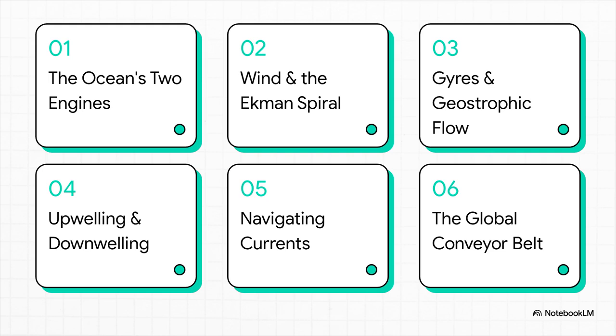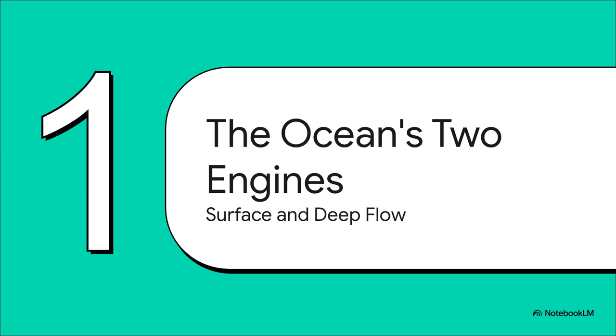Here's our quick roadmap for today. We're going to cover the ocean's two main engines, wind and the Ekman spiral, gyres and geostrophic flow, upwelling and downwelling, how to navigate these surface currents, and finally, the massive global conveyor belt. All right, let's jump right into part one, the ocean's two engines.